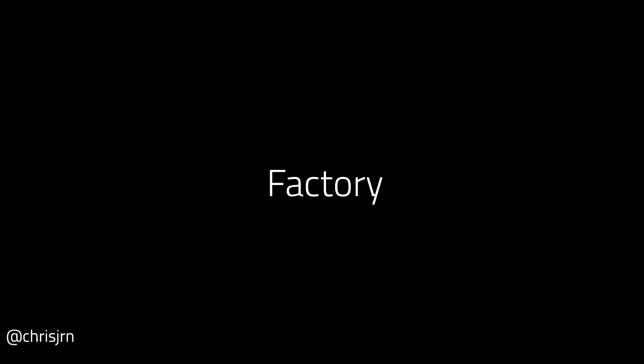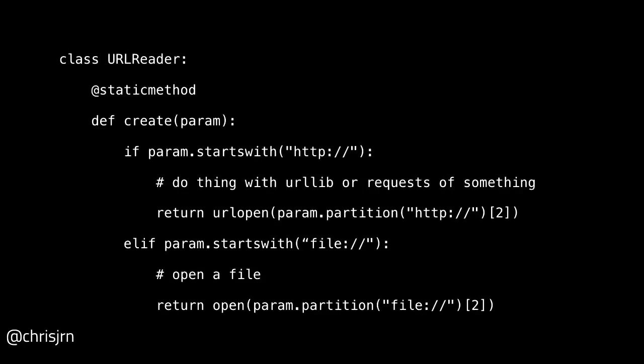Factories are callables that can create instances of an object that fulfills a certain interface. So here's a URL reader factory. It's a static method on a class. It looks at some parameter and returns the right sort of thing that you can read from based on the sort of URL that you pass in. This is a really flimsy implementation of URL opener and urllib.